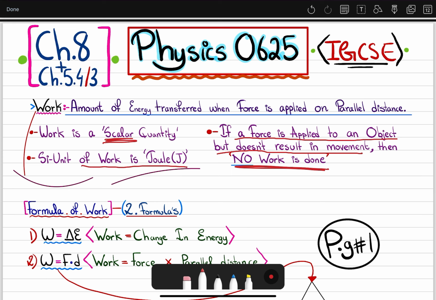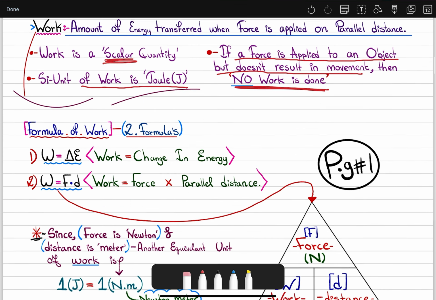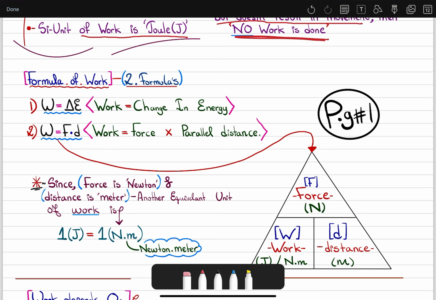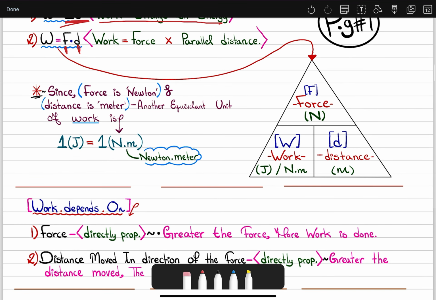This means that the amount of work done is equal to the amount of energy transferred, because both are measured in joules. So change in energy is equal to work done. We have two formulas of work. Work is equal to change in energy, W = ΔE, and work by its own formula is equal to force times parallel distance. According to the formula triangle, force is equal to work divided by distance, work is equal to force times distance, and distance is equal to work divided by force.